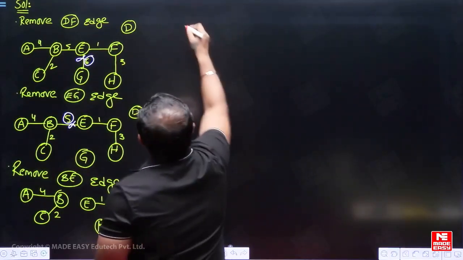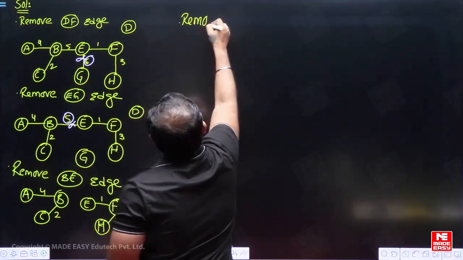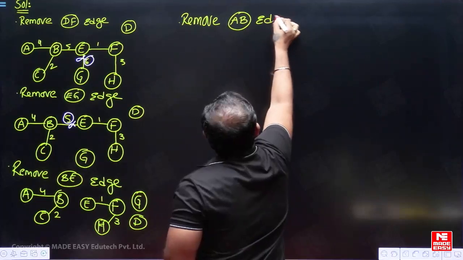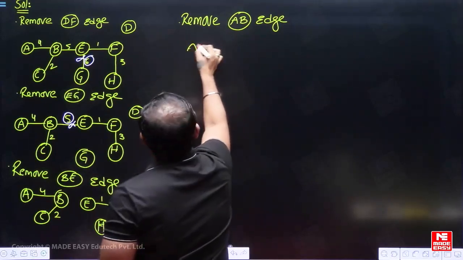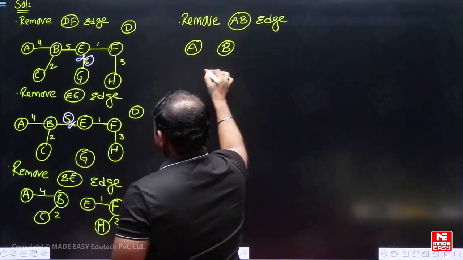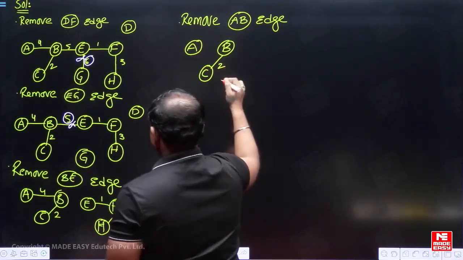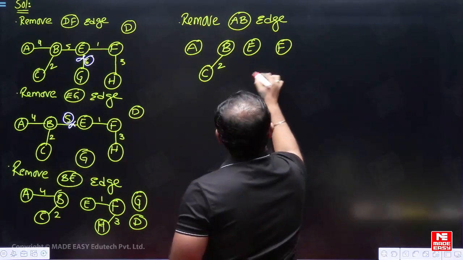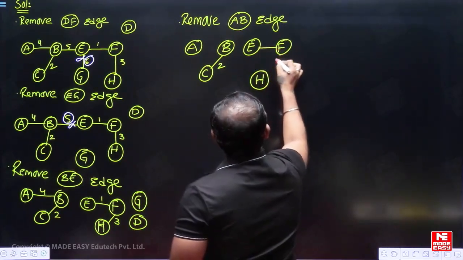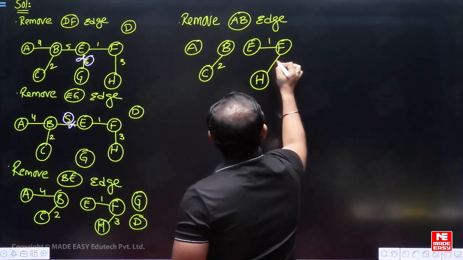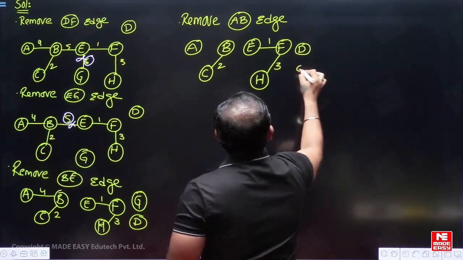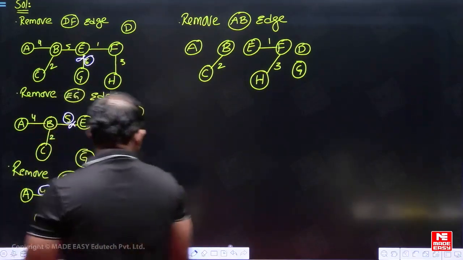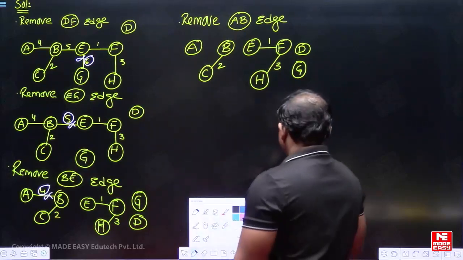Remove the AB edge. Okay, so A, B, C. So here 2, E, F, H here like this, 1, 3. Then D, G. Okay, so here more weight is 4. That's what removed. More distance means more dissimilarity. Okay.